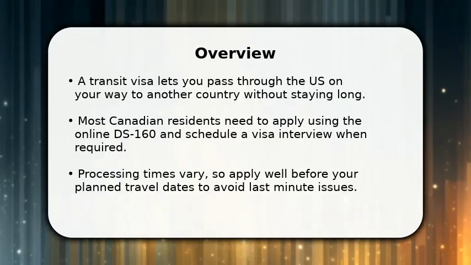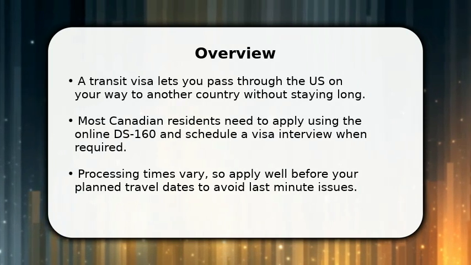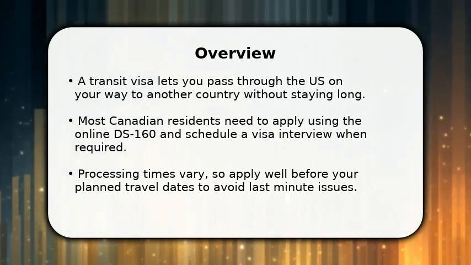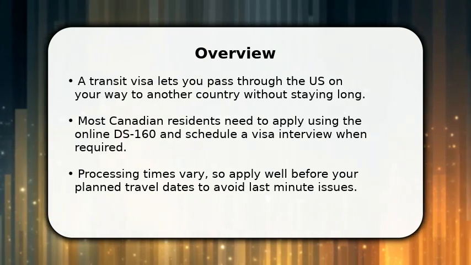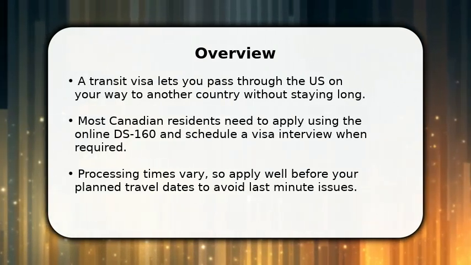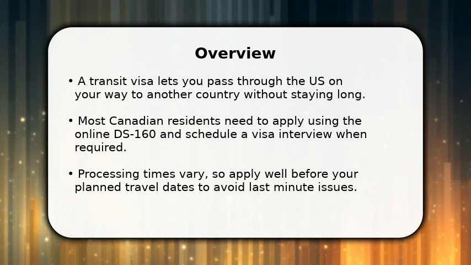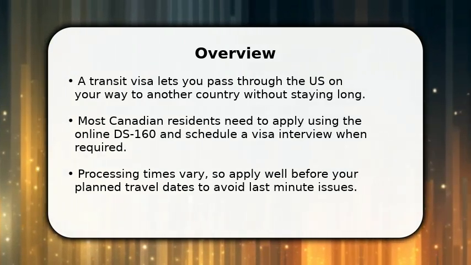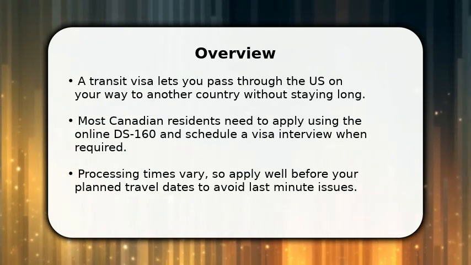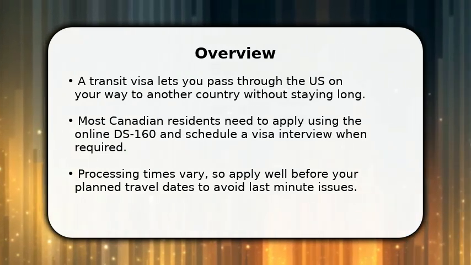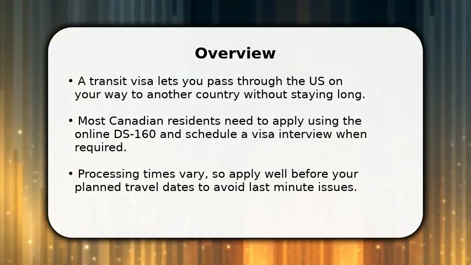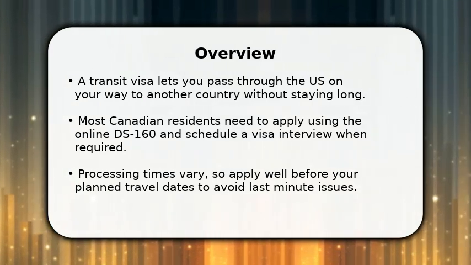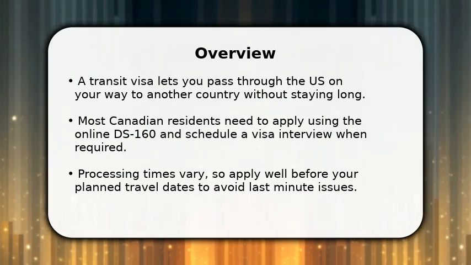In this video, I will explain how to apply for a US Transit Visa from Canada, a full guide. Start by confirming eligibility and your need for a transit visa, then complete the DS-160 online form carefully and save the confirmation number. Gather supporting documents like passport, travel itinerary, and proof of onward travel. Pay the visa fee and book any required interview. Prepare concise answers about your travel purpose and be honest throughout the process.